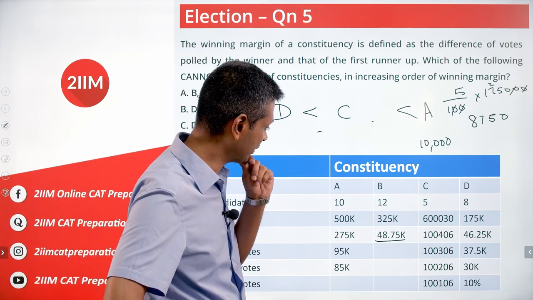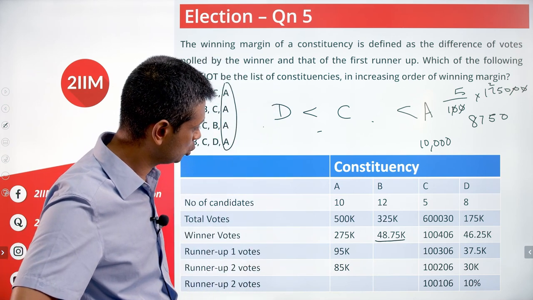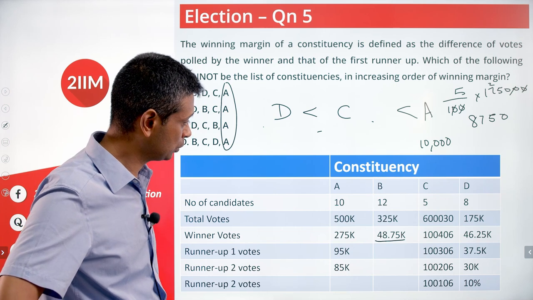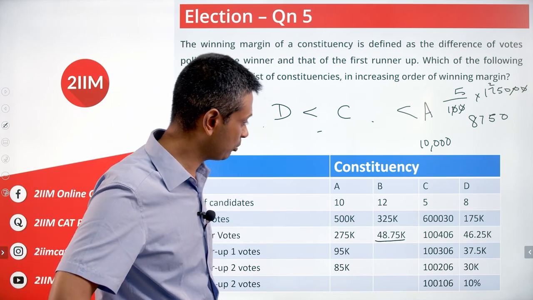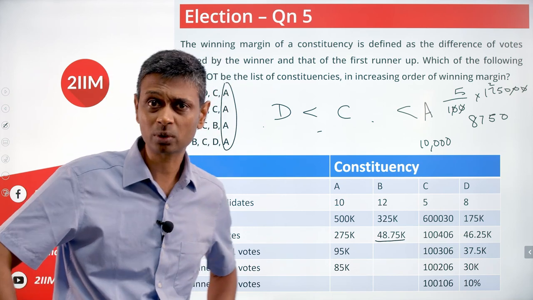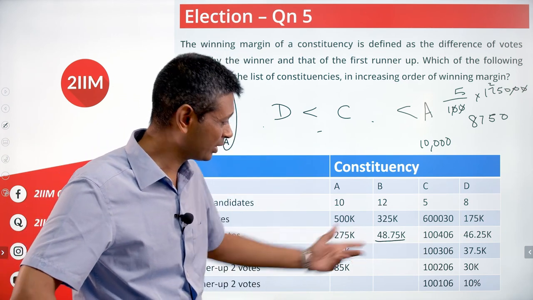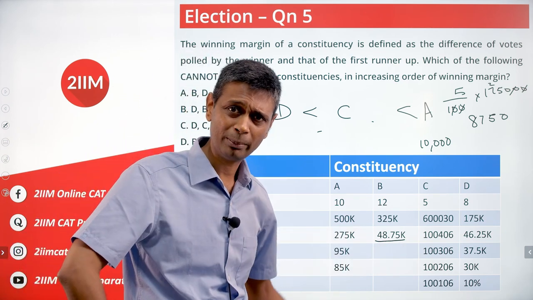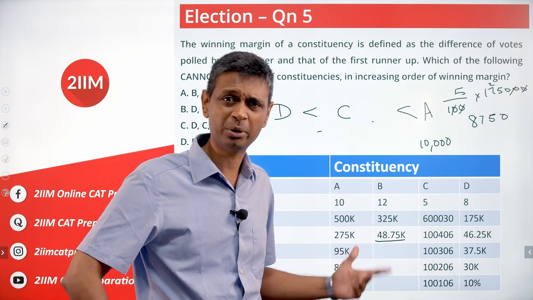325 minus 50 is 275. 275 by 11 is 25. So the maximum difference would be in the ballpark of 25,000. The minimum difference could be 3, 4, anything. And so it could be slightly lower, that will still work. There's nothing wrong. The maximum difference could be 24,000, 25,000, 23, 24,000.